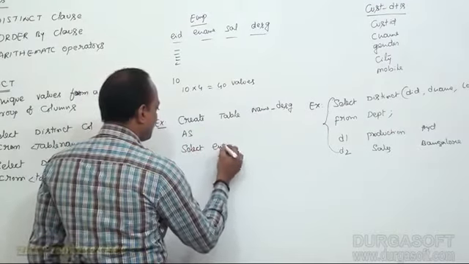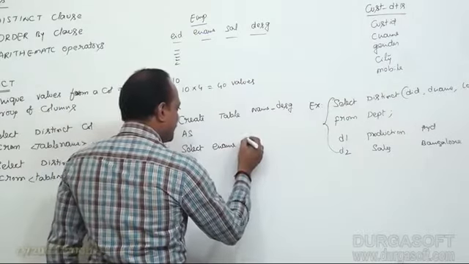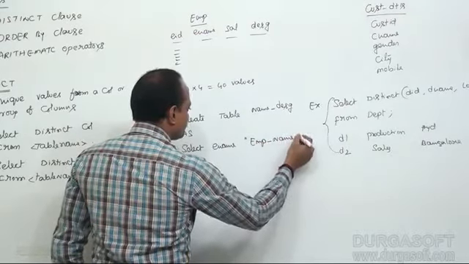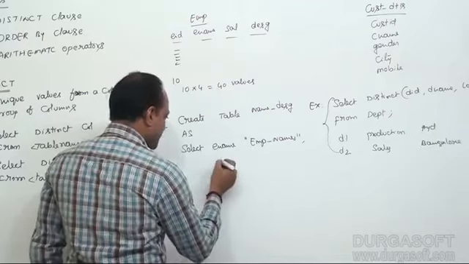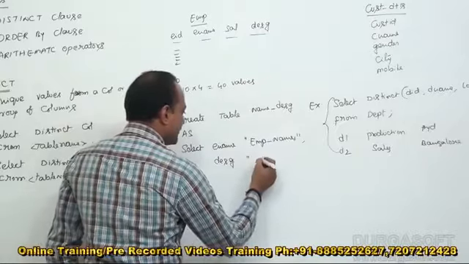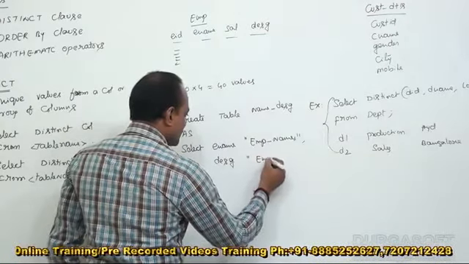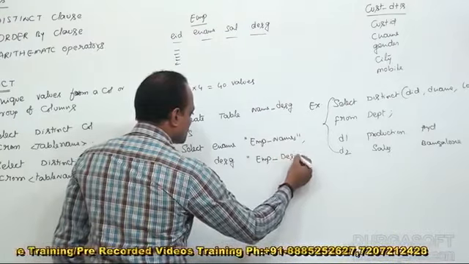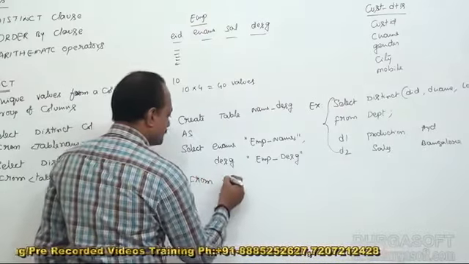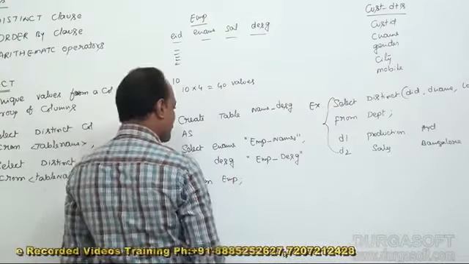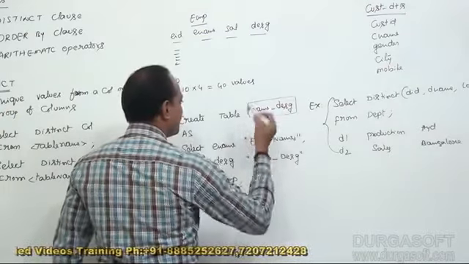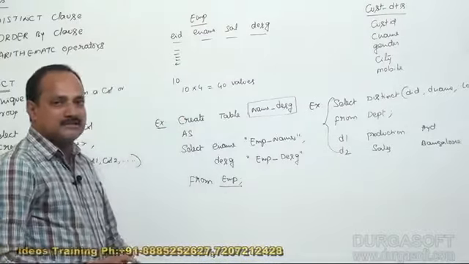Select ename, and here I want to maintain the column name EMP underscore names, comma. Next, you are selecting designation. Designation is the column name, and the title is EMP underscore designation, in double quotes. From which table are you taking this data? From the table EMP. Now EMP is an already existing table. From that table you are creating a new table called name underscore designation.